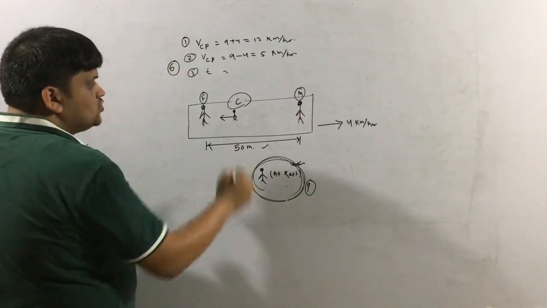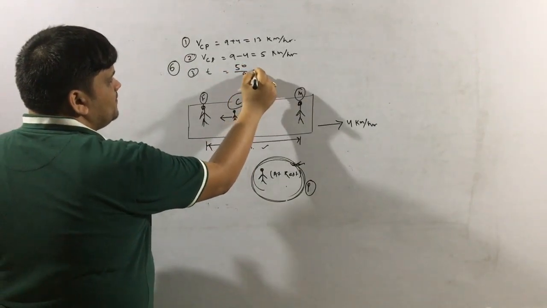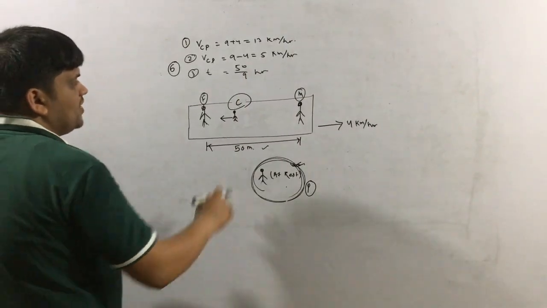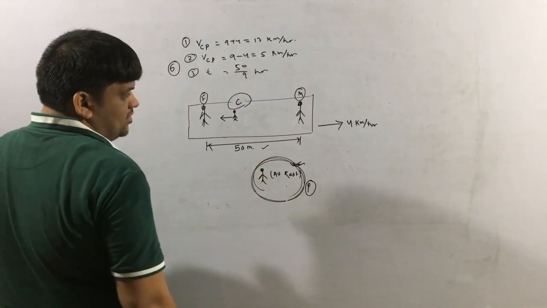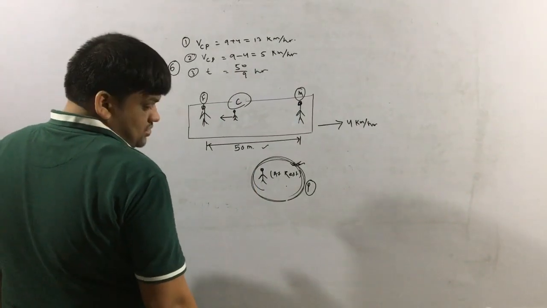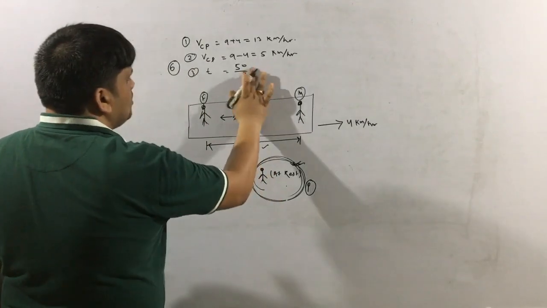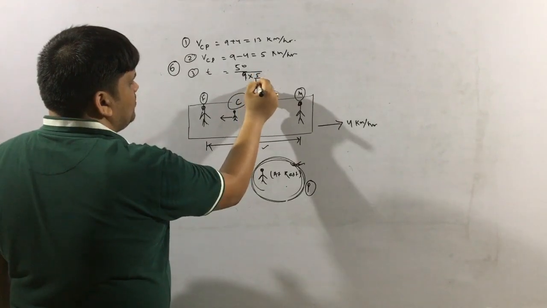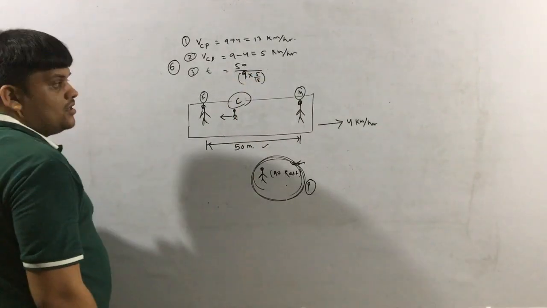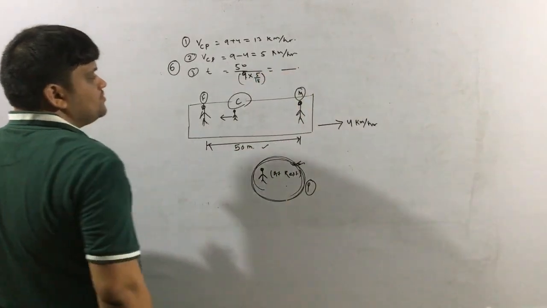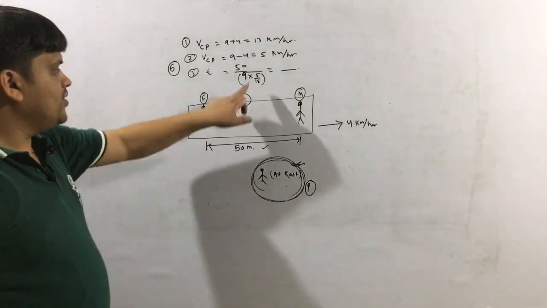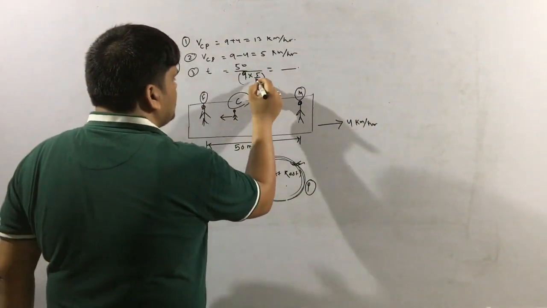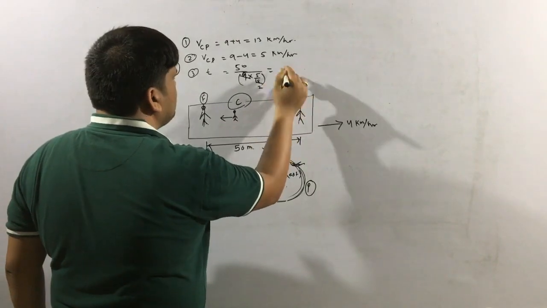Distance divided by speed. So it will be simply 50 by 9 hour. 50 meter divided by 9 kilometer per hour. Since 9 is in kilometer per hour, it will be 50 meter divided by 9 into 5 by 18 meter per second. So accordingly we can find the time taken. I have converted 9 kilometer per hour into meter per second. Now if you solve 50 divided by this, you will get 10 seconds.